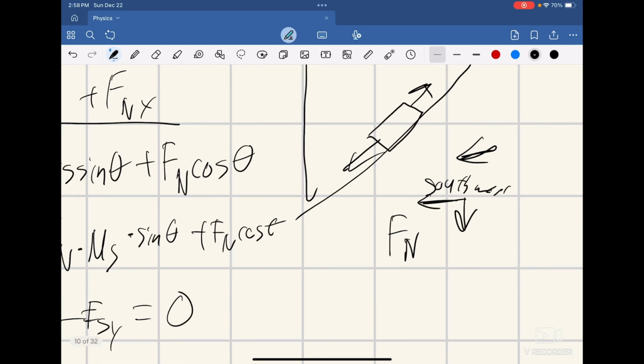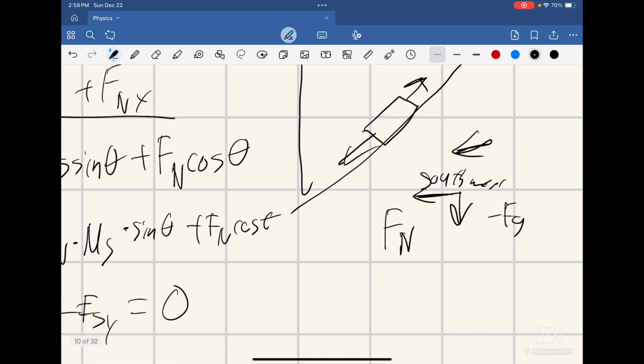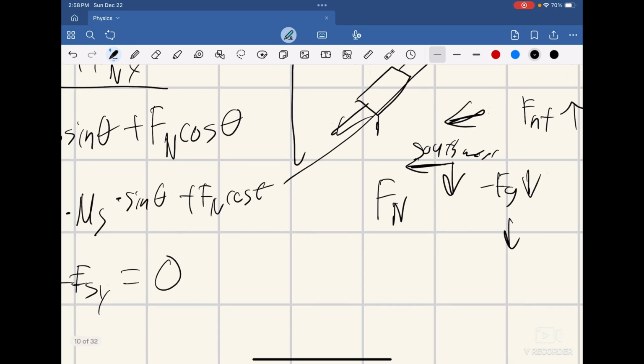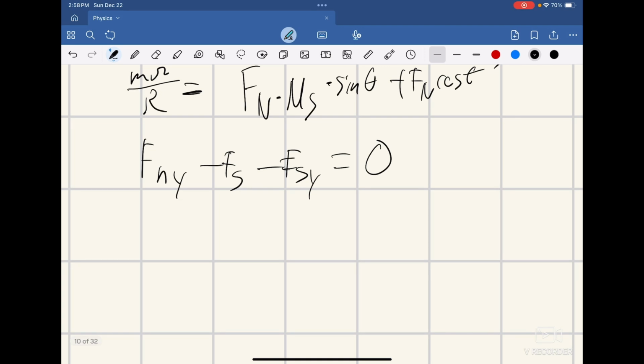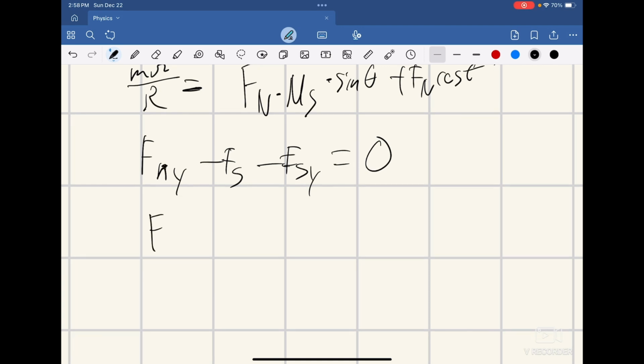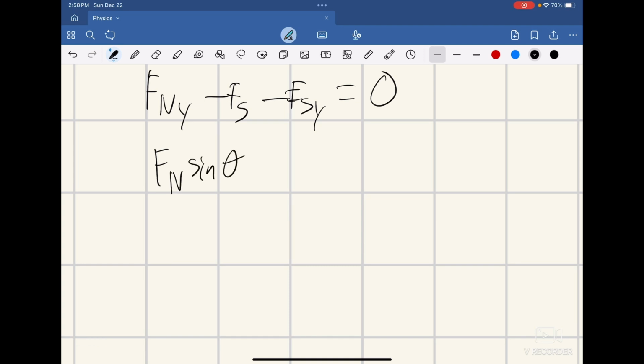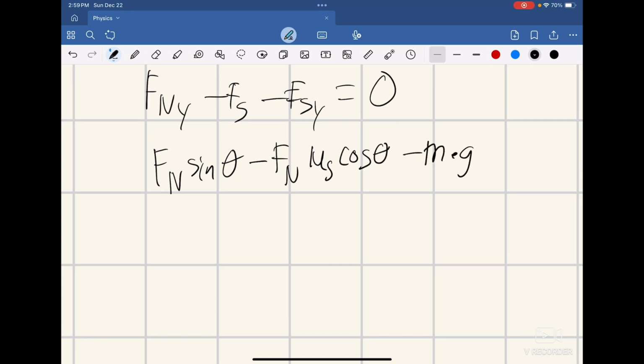And since Fg is negative in our system and Fn is positive, Fg is pointing downwards, Fn is pointing upwards, and Fsy is pointing downwards also. So Fsy we're just going to say is negative, and Fg is also deemed negative in this system. So we're just going to do Fn, oh my gosh, I keep using lowercase n. Alright, Fny is just Fn cosine theta. Fsy is just Fn mu s sine theta. And Fg is just mass times gravity.